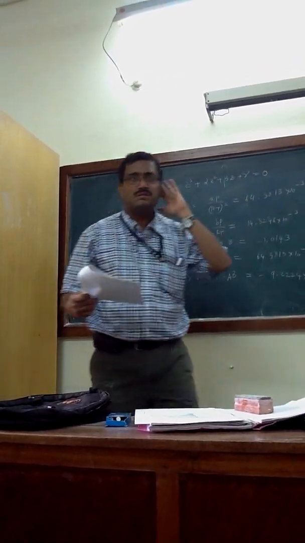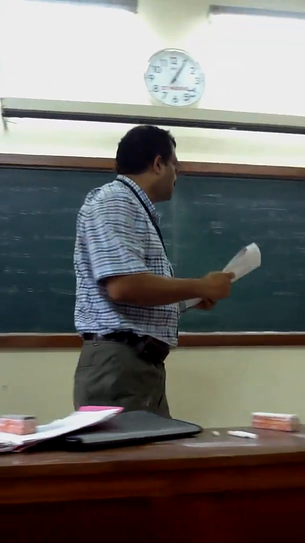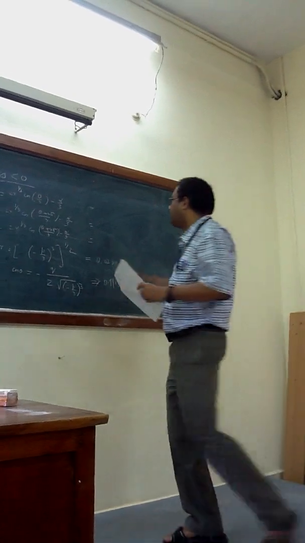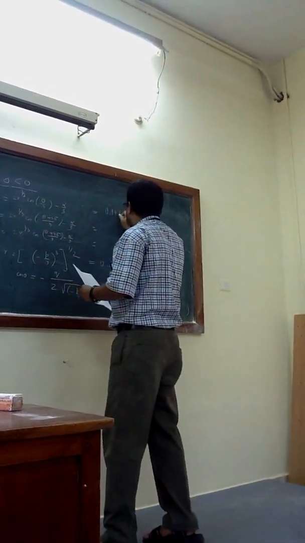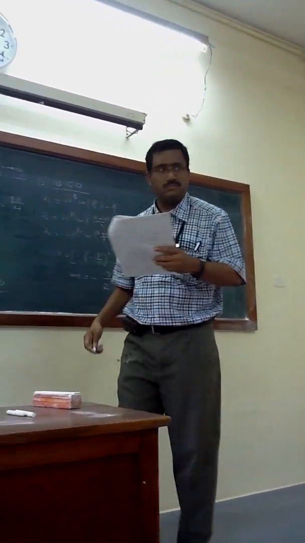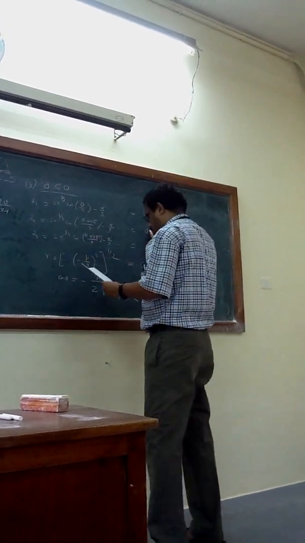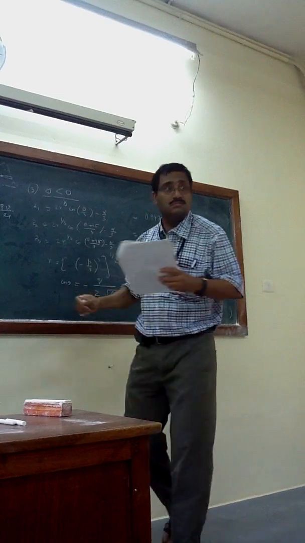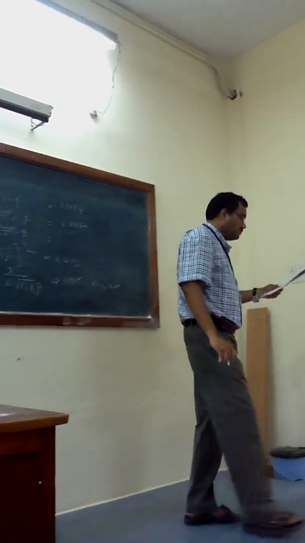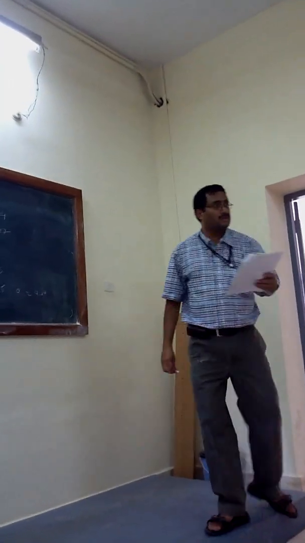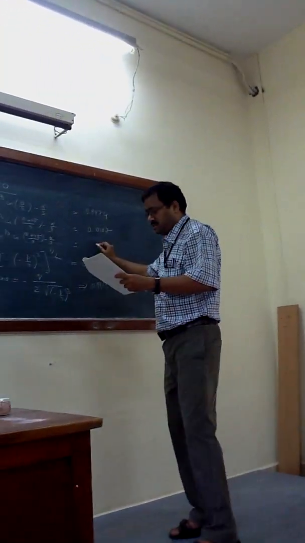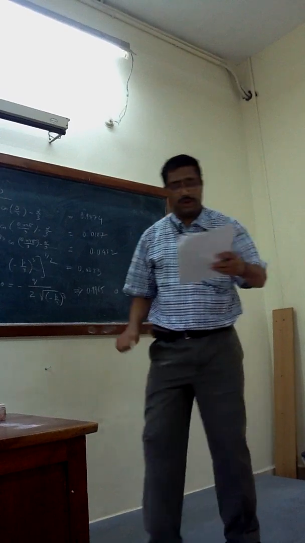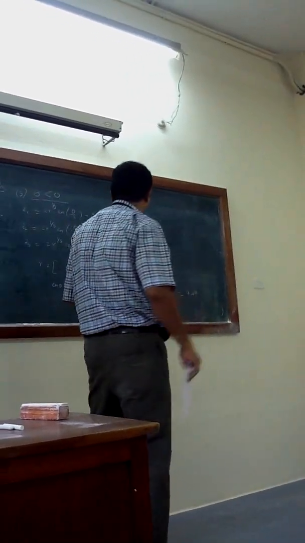First one is how much? Who said 0.9474? That's the right answer. Z2? 0.0187. Z3? 0.0482. Somebody got it, who got it? Yes, 0.0482. Now you can see which is the lowest and which is the highest.